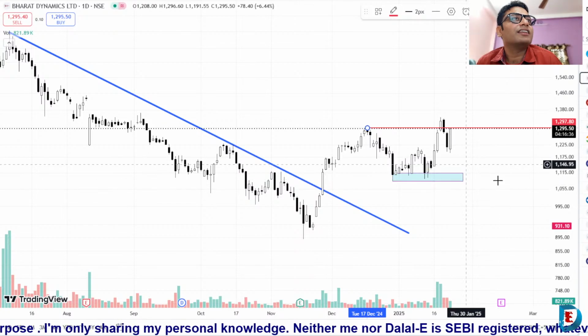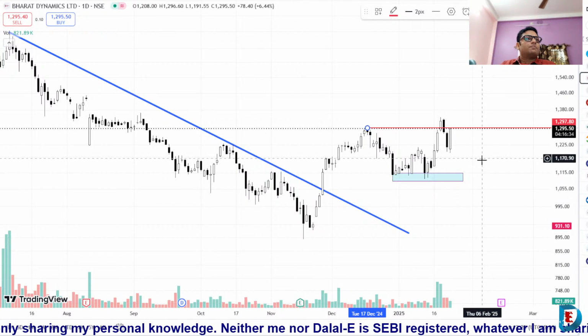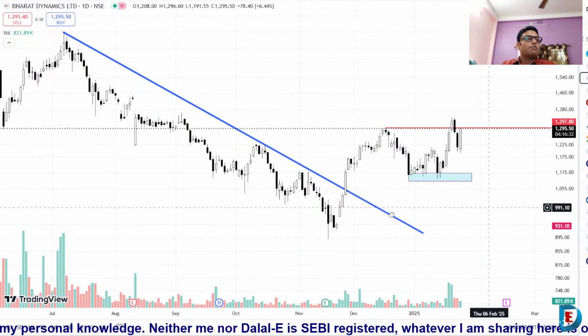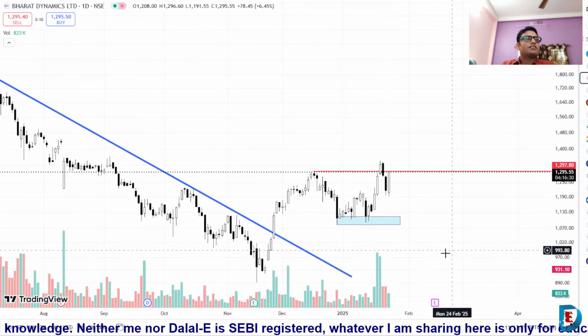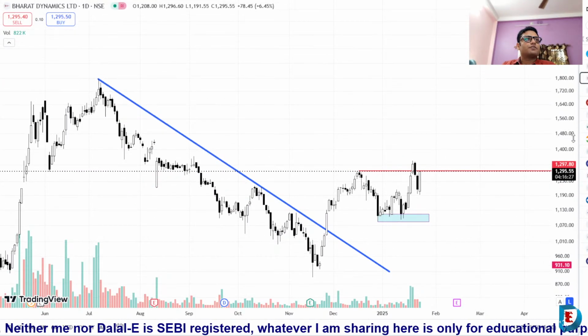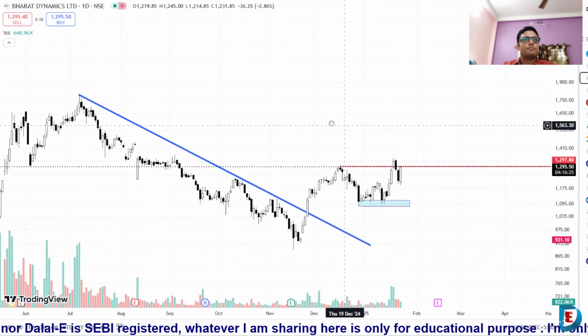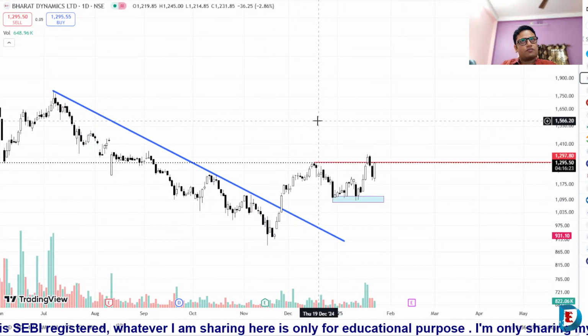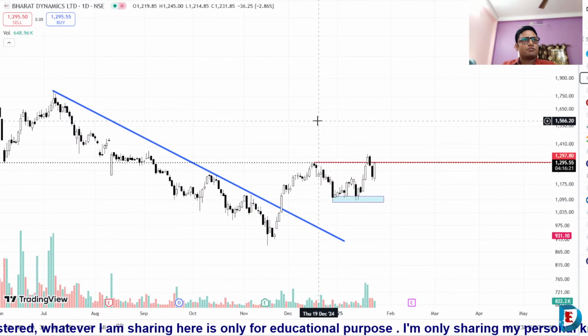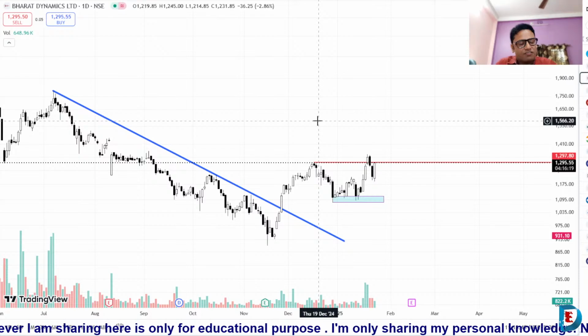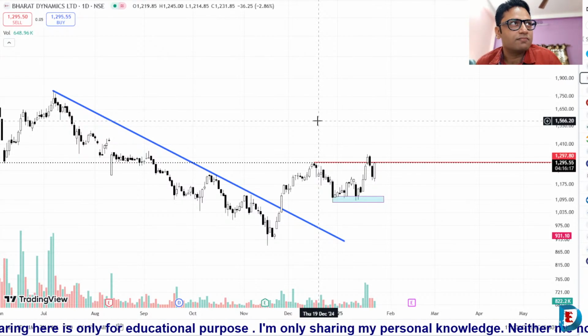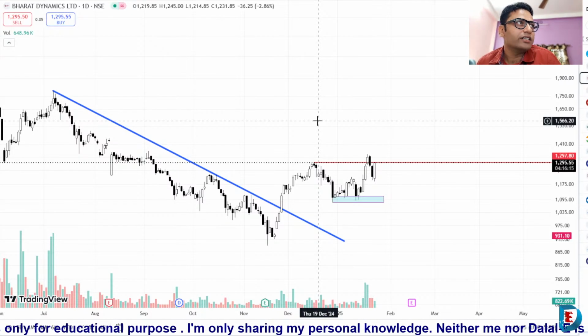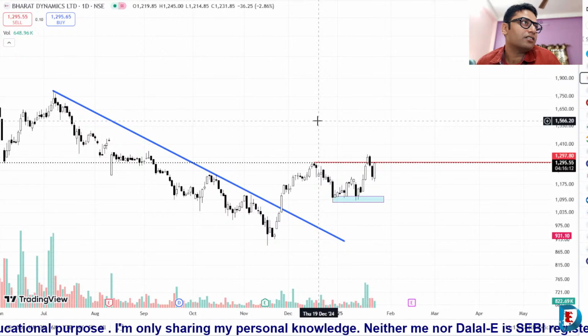It's a confirmation actually that the uptrend has started as per Dow theory. So it's up to you. If you want to buy BDL, it's looking good to me, but not for short term, obviously for long term. But other defense stocks are not like BDL right now.